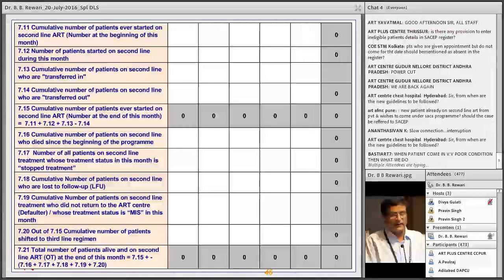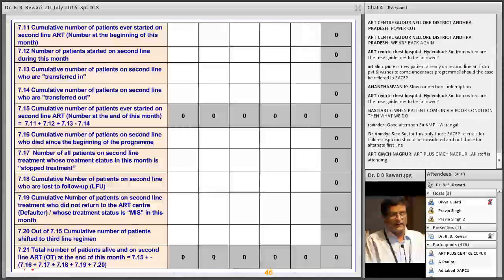A new patient already on second line ART from a private provider wishes to come under the program, how should the case be handled? Yes, we have to take the approval of the SACEP: what regimen was there, why this regimen was started, and what is the current viral load.